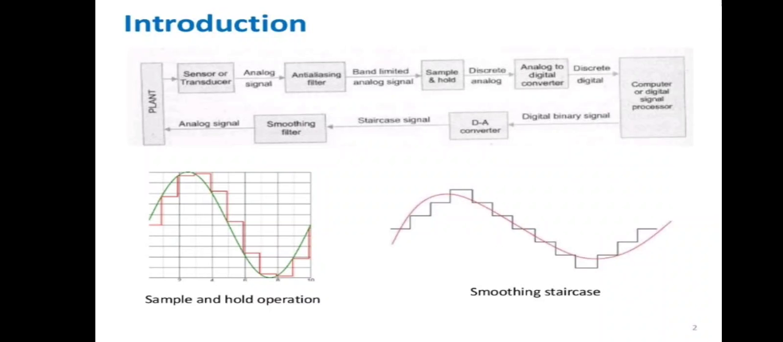Plant to sensor or transducer, to anti-aliasing filter, to sample and hold, to analog-to-digital converter, to computer or digital signal processor, to DA converter, to smoothing filter, to analog signal, to plant. Sample and hold operation, smoothing the staircase.